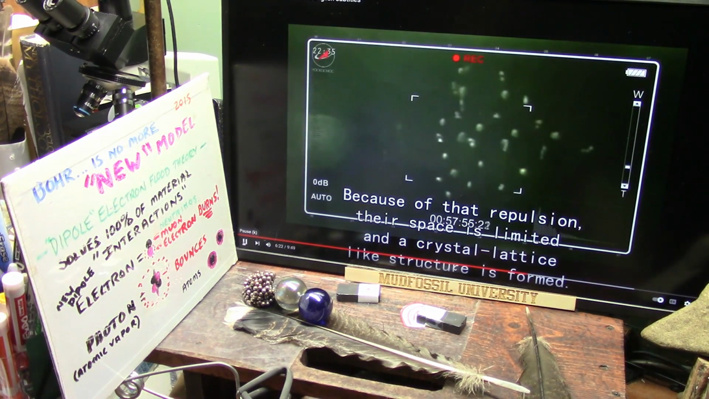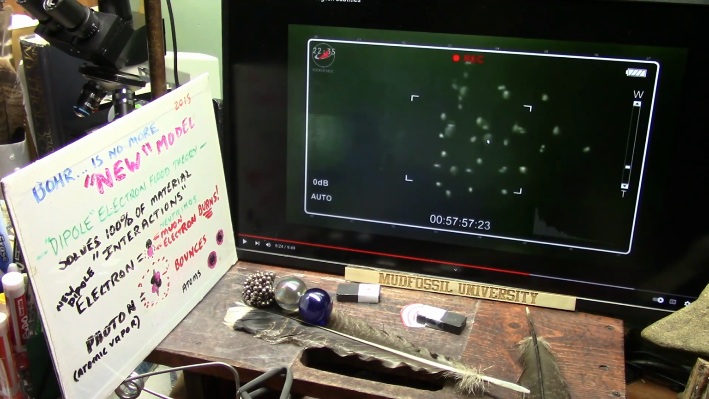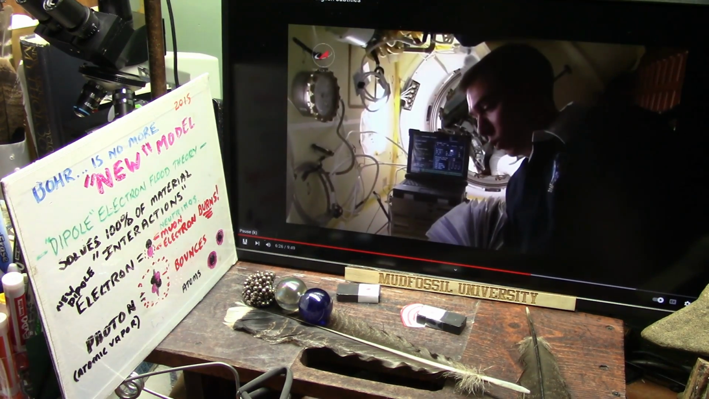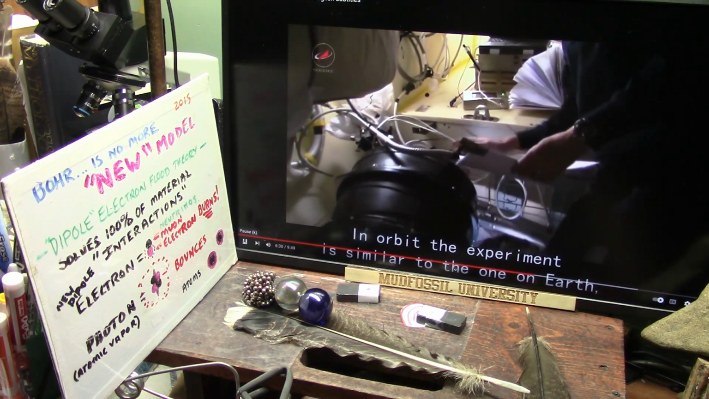Alright, see this? You see the center ones? The center ones, these big ones, those are the actual nucleus. These are the actual electrons bouncing. Alright, because they're not settling in, because they're in zero gravity.